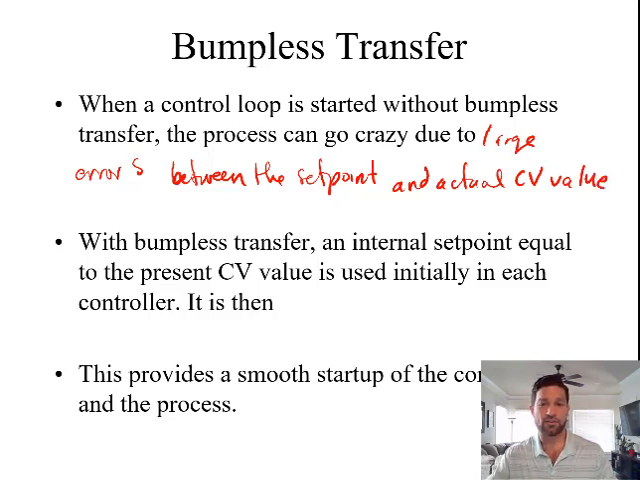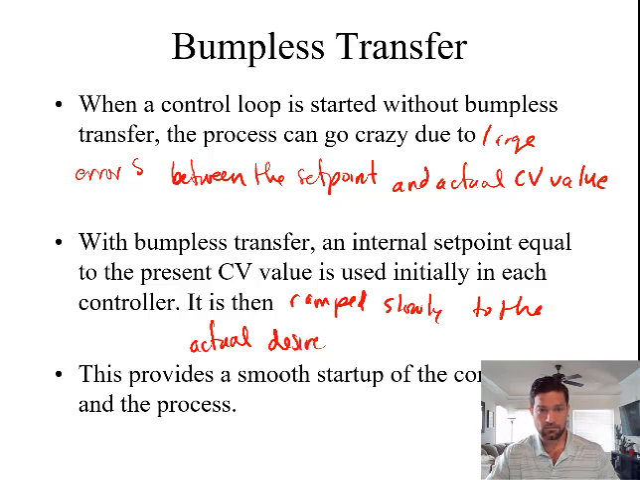With Bumpless Transfer, an internal set point equal to the present CV value is used initially in the controller. It is then ramped slowly to the actual desired set point. So what this means is that the controller incorporates an internal set point that's different than the actual set point that's asked for by the operator.